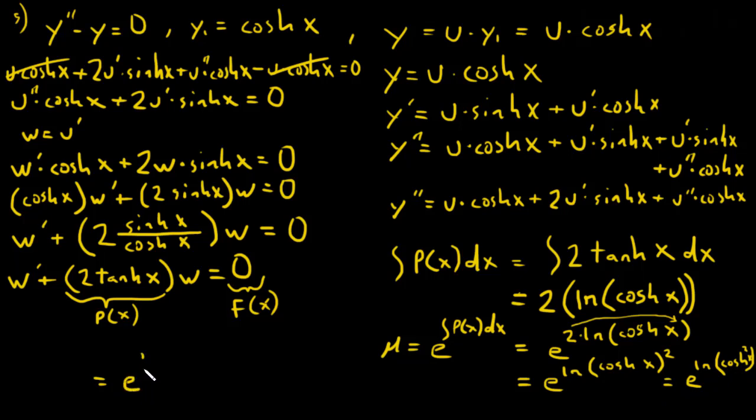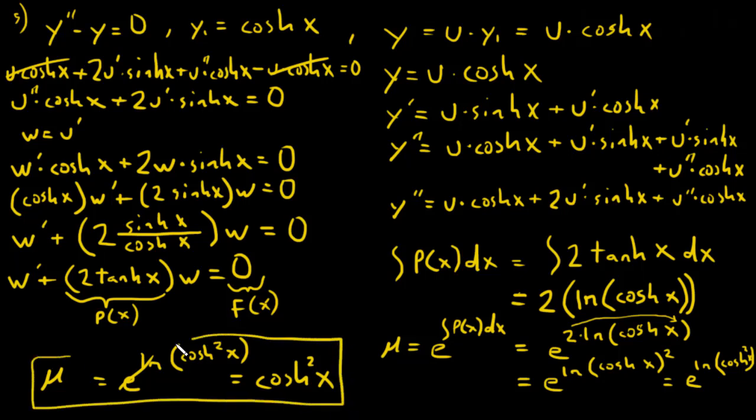E to the natural log of hyperbolic cosine squared x. Okay? That's my mu. E and natural log are going to cancel, so I'm going to be left with mu equal to hyperbolic cosine squared x. This is what my mu is going to be.